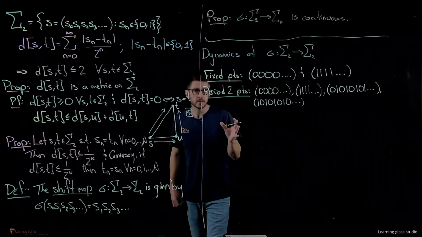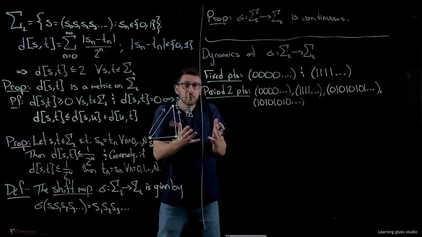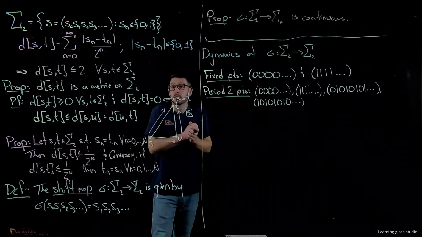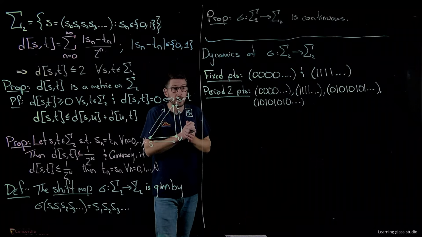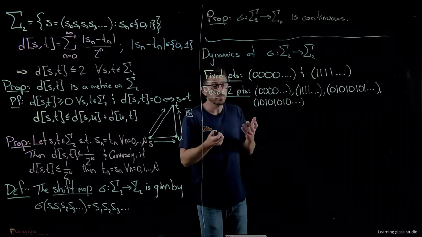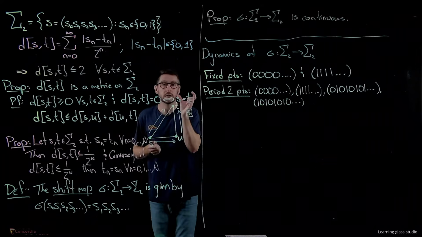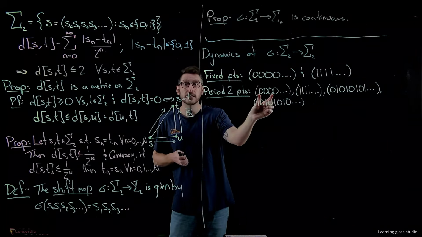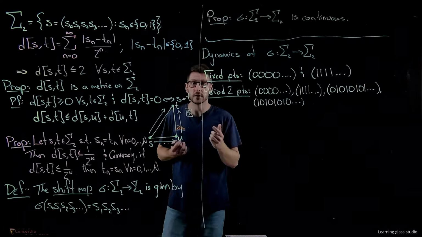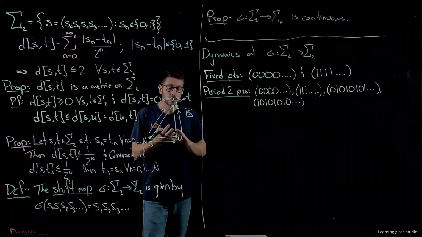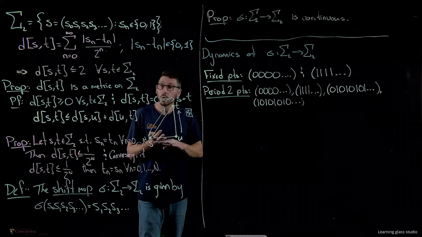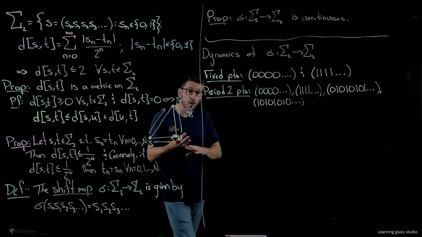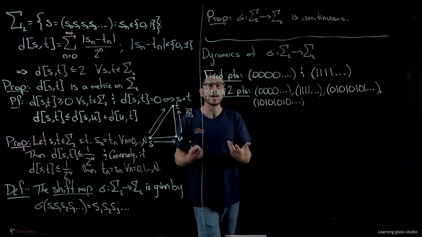Does this make sense? You can probably figure out how many period 3 points there are as well, right? The period 3 points are going to be all of the portions of 3 digits. So that means you could have 0, 0, 0, 0, 0, 1, 0, 1, 0, 0, 1, 1, and so on and so forth. There's going to be 8 of them.